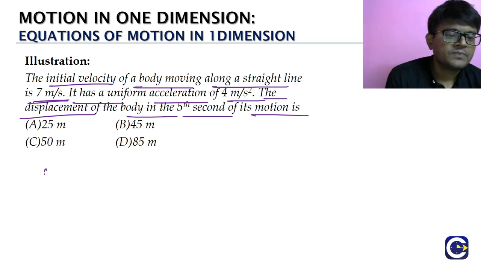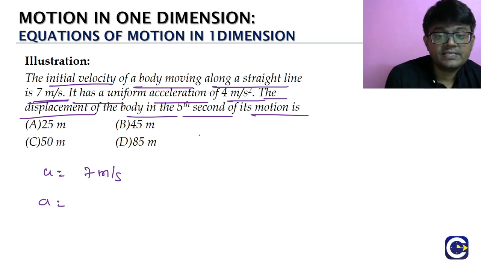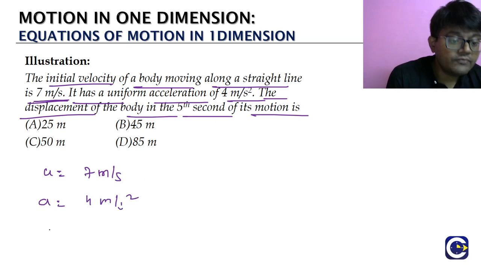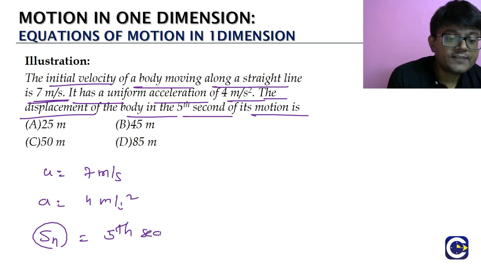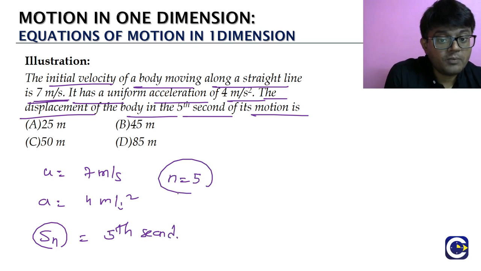So what is given? U, the initial velocity, is 7 meter per second. The acceleration, since they are not saying deceleration, is acceleration, so we take it as positive, 4 meter per second square. And we need to find the displacement in the 5th second. Remember, here n is equal to 5. We have to use the Sn formula. Here we have to find S5, the displacement in the 5th second.